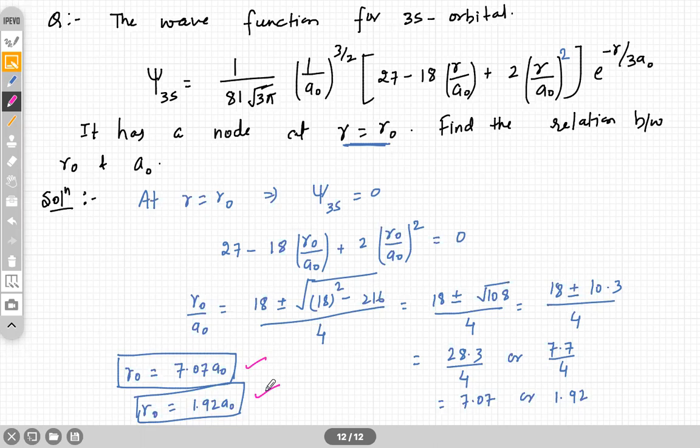It's very simple. We'll have the nodal surface at these two points, at these distances from the nucleus. Mathematically also you are getting it. It is proved. 3s has two spherical nodes, hence two values of r we are getting. Understood?